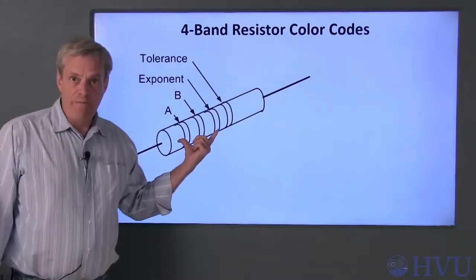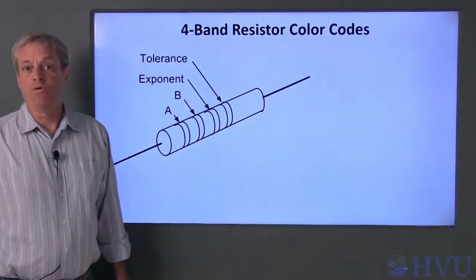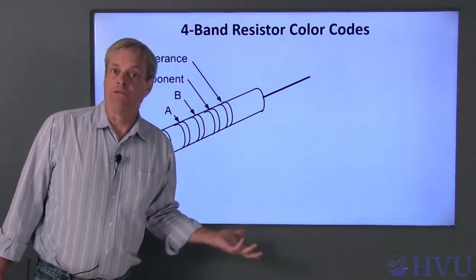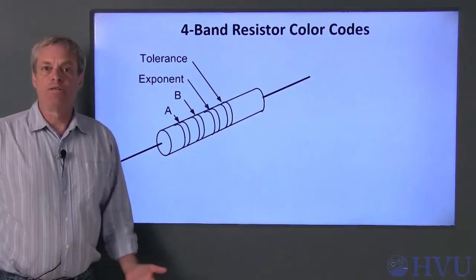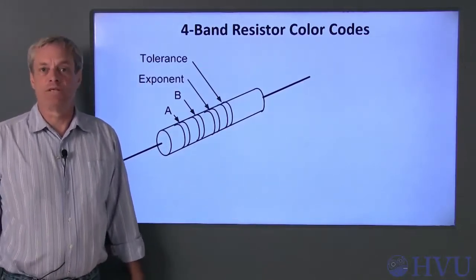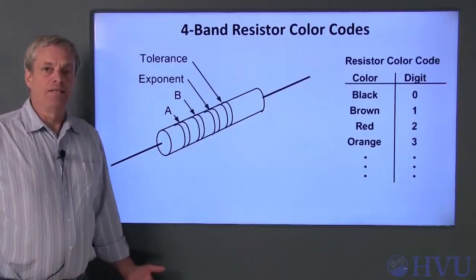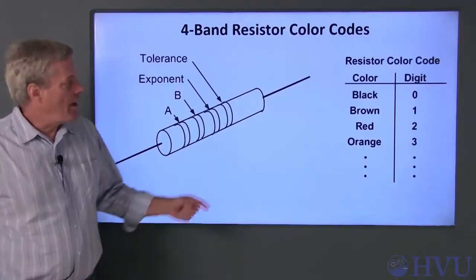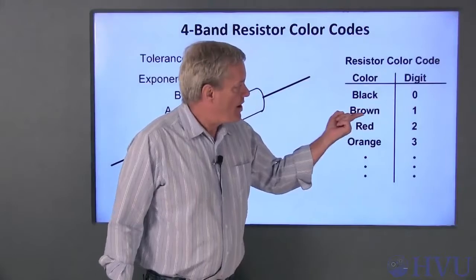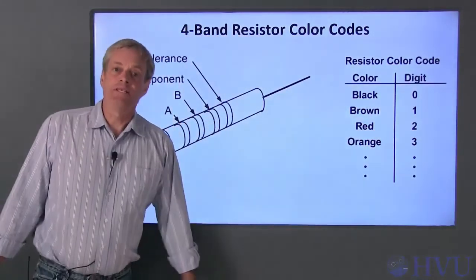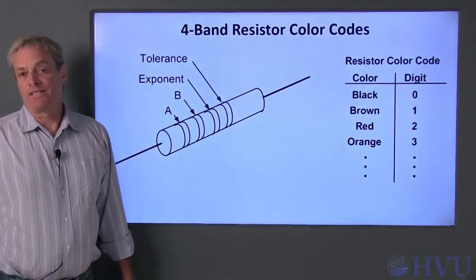The first 3 bands consist of a resistance value in exponential notation. The 4th band is the tolerance, which tells us the allowable error between the actual and nominal resistance of the resistor. The colors of the first 3 bands indicate the digits 0 through 9. Black is 0, brown is 1, red is 2, and so on. A complete table of colors is provided in the next slide.